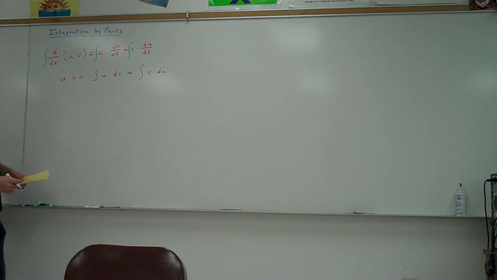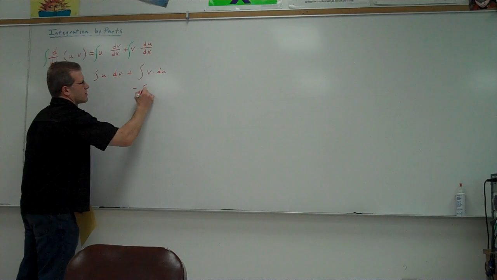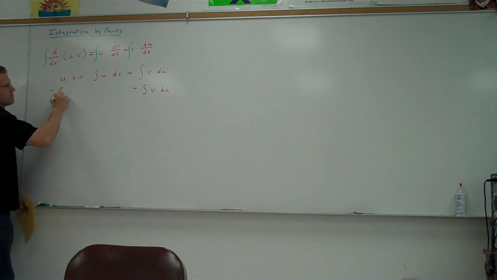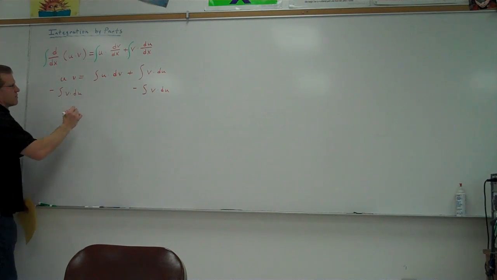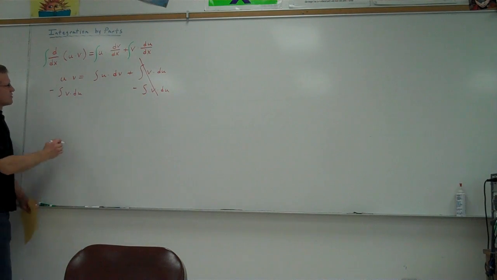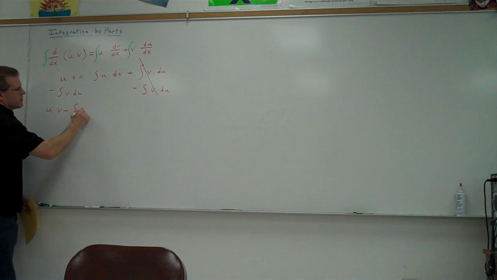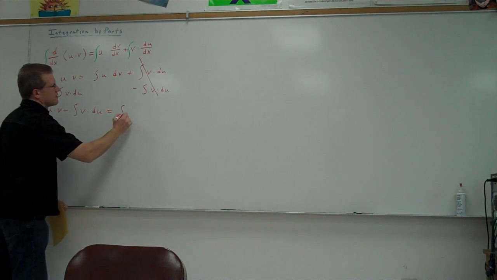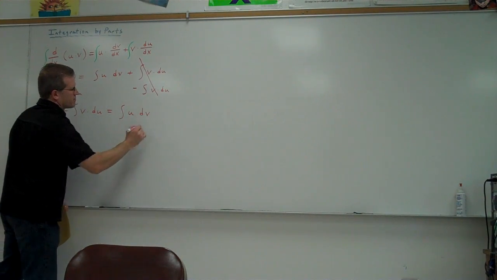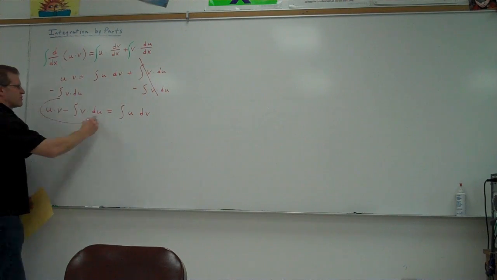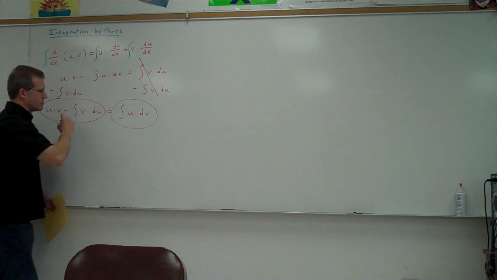Now, what we're going to do is subtract the integral of v times du off both sides of the equation. So these would cancel. So what you would have is u times v minus the integral of v times du equals the integral of u dv. Now we're just going to switch the left and right sides around, so it looks like this.